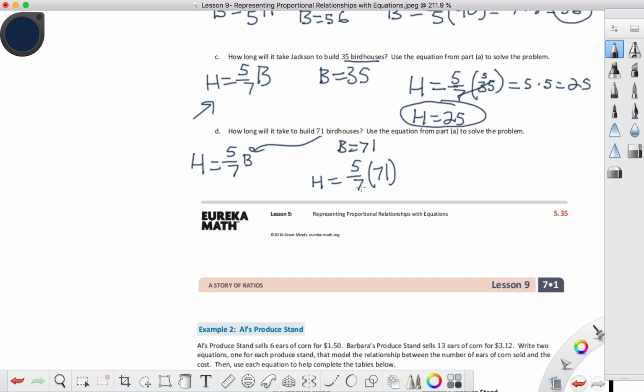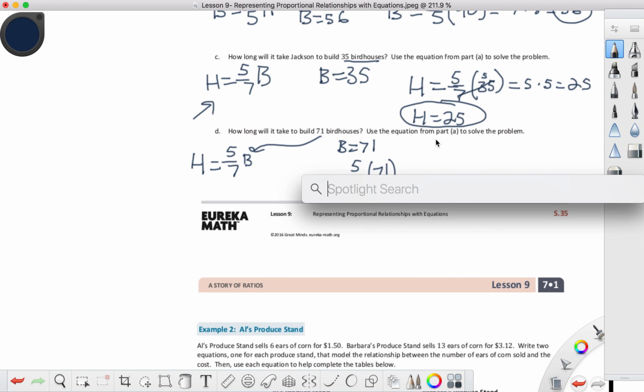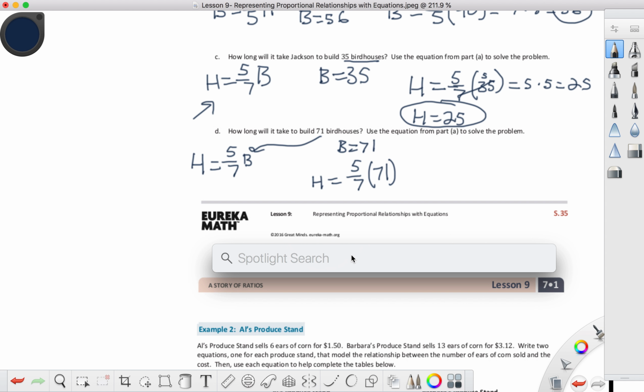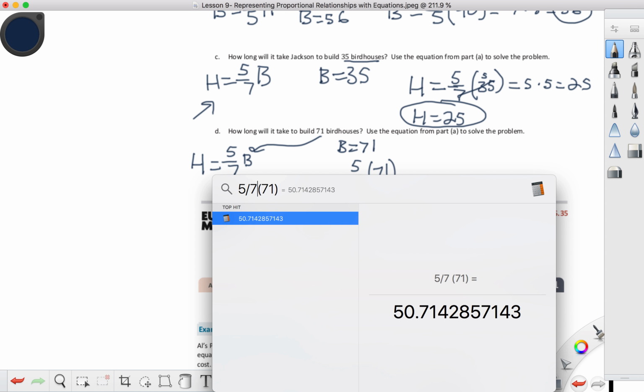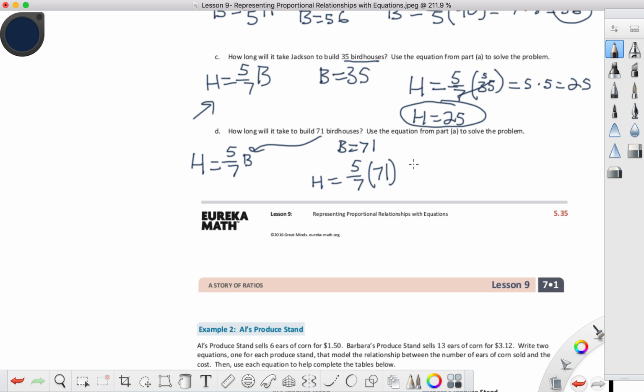All right, so 71 and 7 don't work together so nicely. So we're going to have to do some actual computations. And by actual computations, I mean I'm going to cheat and use a calculator. So 5/7 times 71 is 50.71. So that means it takes him 50 hours and then 0.71 of an hour.